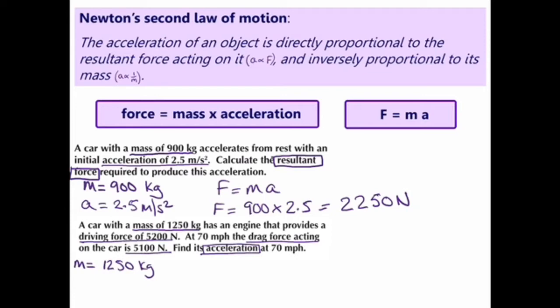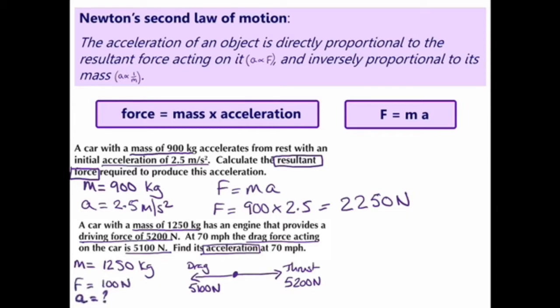The answer is kind of both, because we've got the driving force forwards, that's the thrust of 5,200 newtons, and we've got the drag backwards of 5,100 newtons. Remember last lesson we were doing force diagrams?